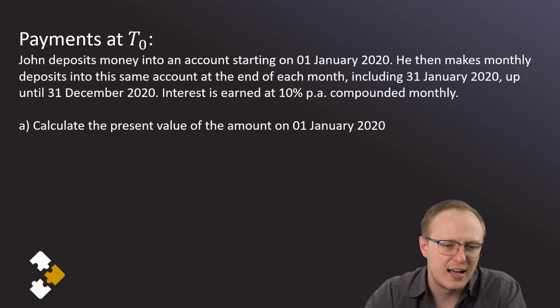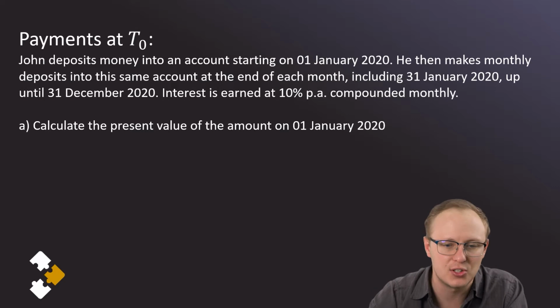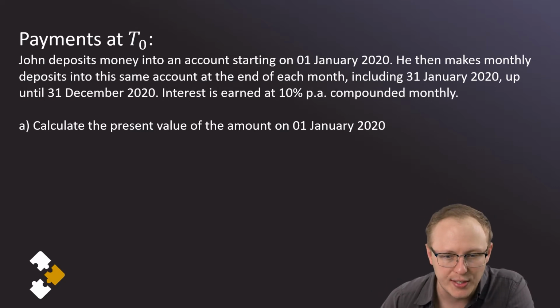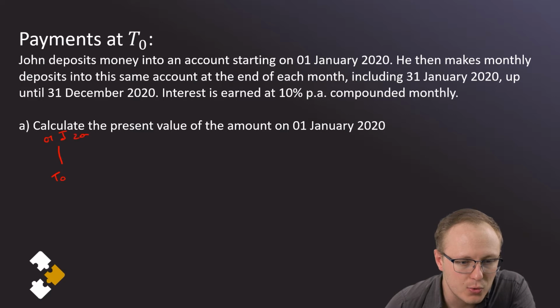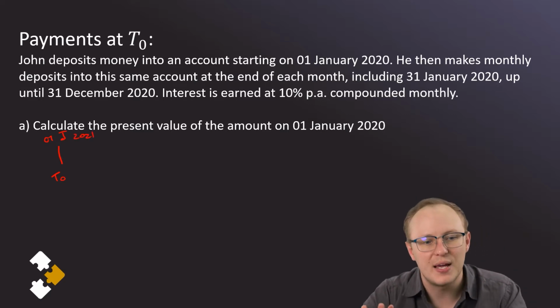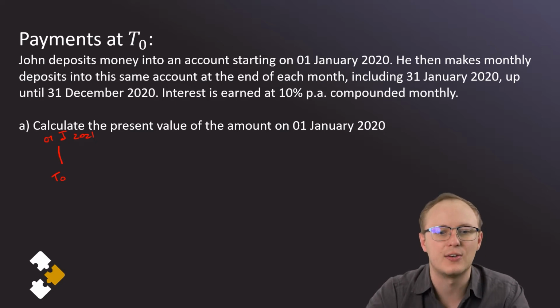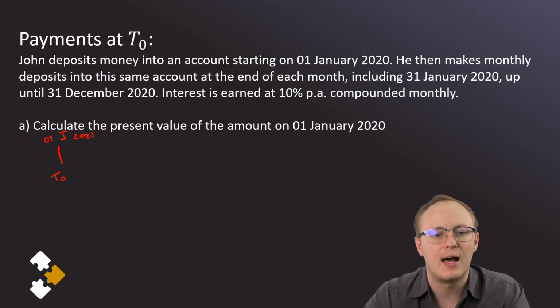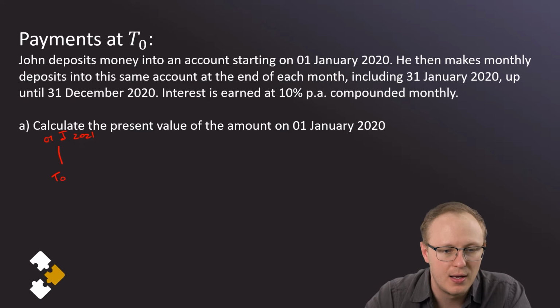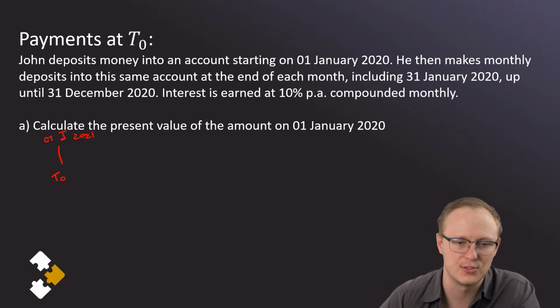So we've got John, and John is going to deposit money into an account starting on the 1st of January 2020. So I've already got a T nought, I'm going to call it there, T nought. And this is 1st of January 2021. Then he makes monthly deposits into this same account at the end of each month, including 31 January 2020 up until 31 December 2020. And it says the interest is earned at 10% per annum compounded monthly. So he starts, and we have an account starting on this 1st of January here.